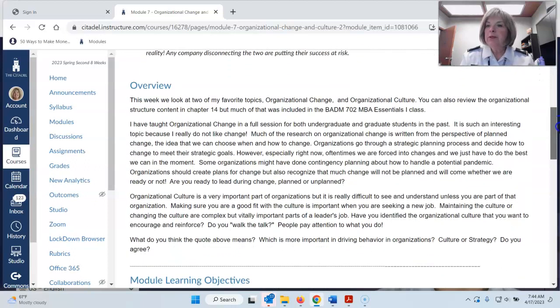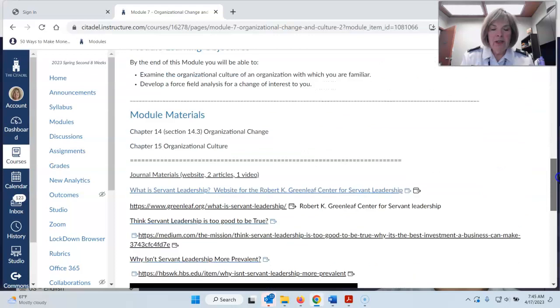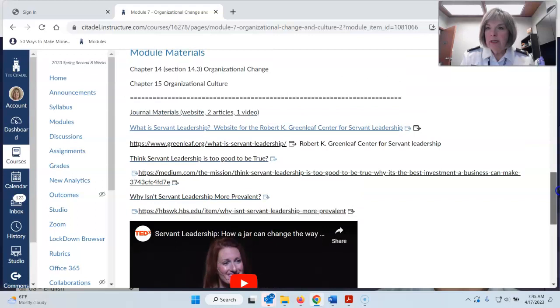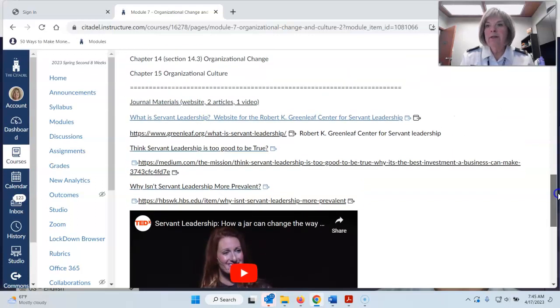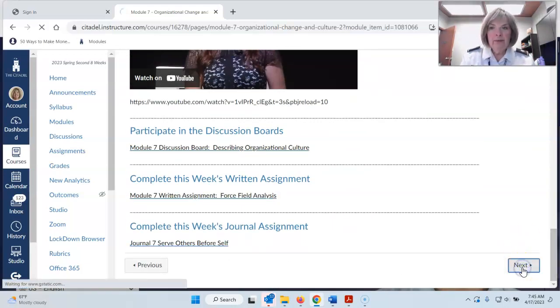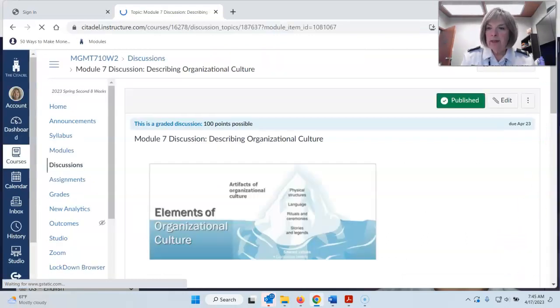So we've got 2 different chapters. We talked about structure in the MBA Essentials class, so that's not going to be a focus of this module, but instead we're going to focus on culture and change. And the last journal is really looking at servant leadership. All of the journals you've done up to this point and the characteristics have been aspects of servant leadership. So this is kind of an overall view of servant leadership and where you think you fall in that category of leader.